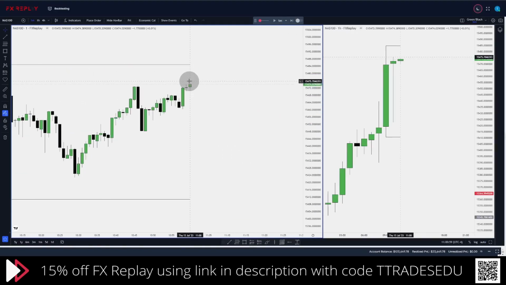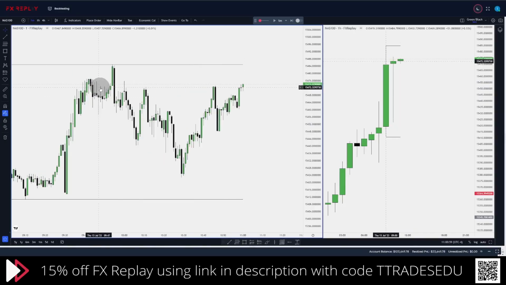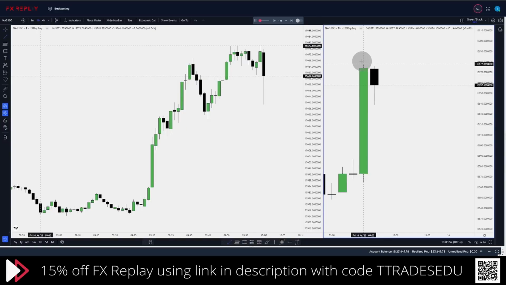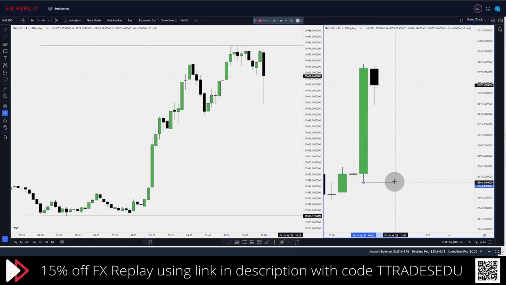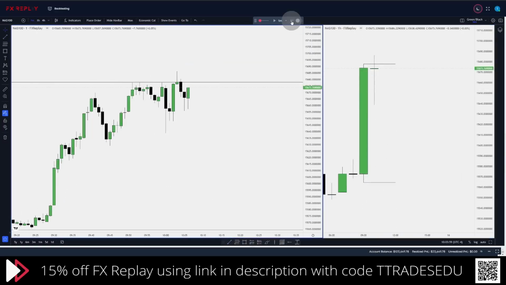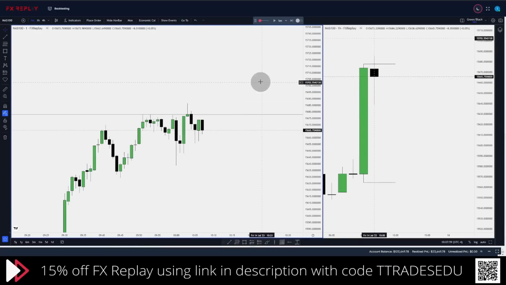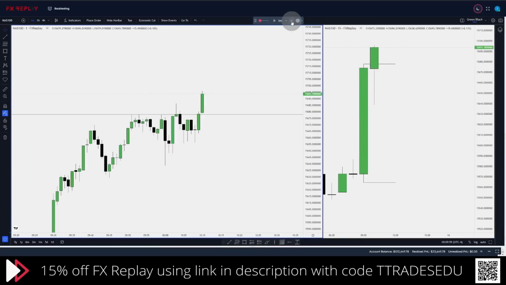And here we are at our 11 AM. No sweep, so we'll go to the next day. Going to mark out our 9 AM high and low. So we get a sweep. Let's see if we get any structure pointing down.